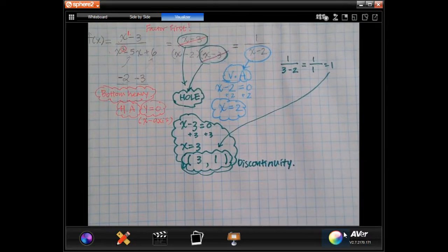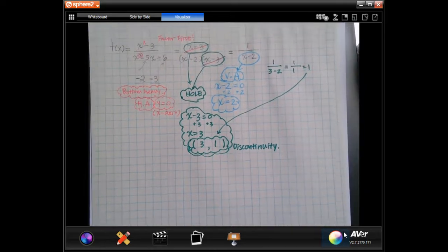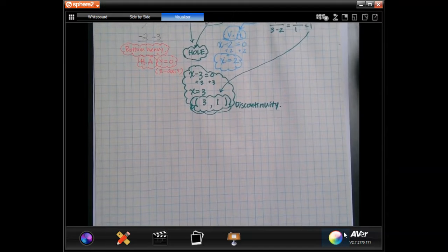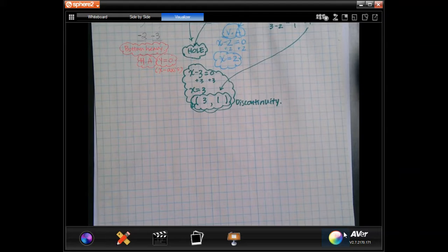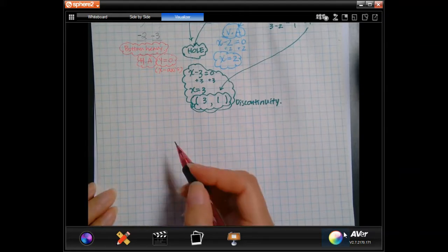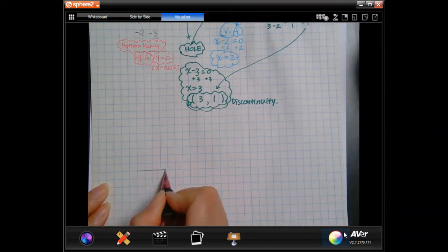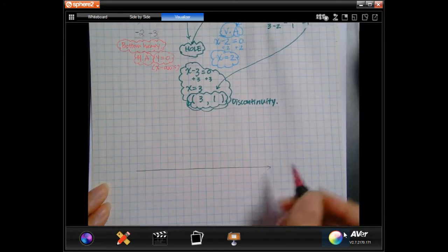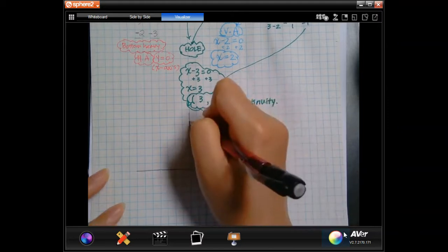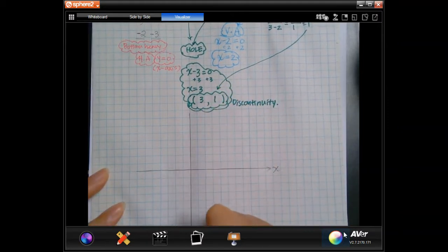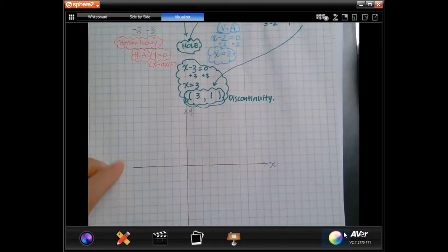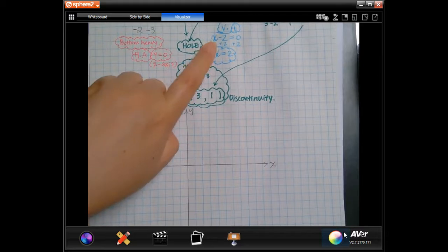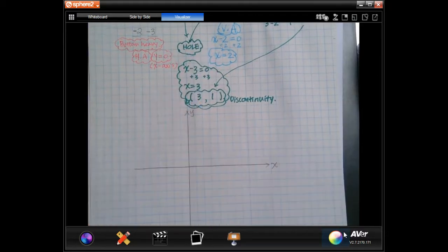Okay, then let's graph it. Now we have 3 key features here. Label it X, label it Y. Okay, then first, I had a vertical asymptote at x equals 2.